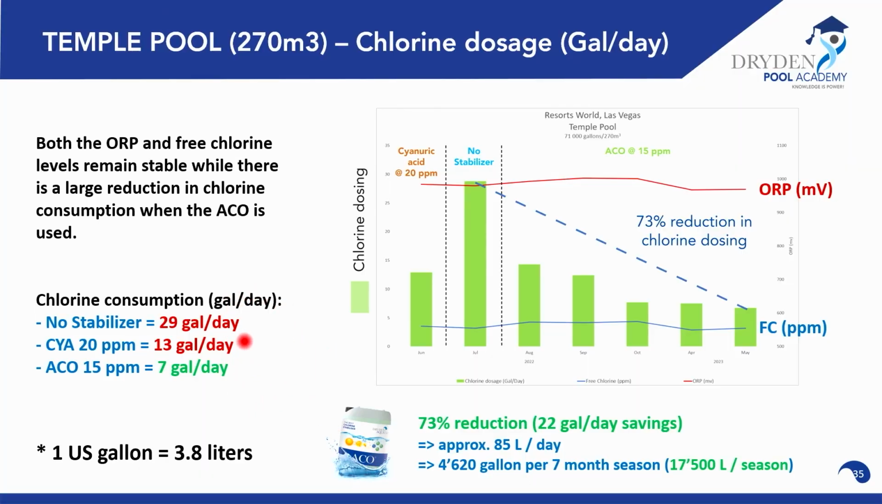So what does this mean? We had a 73% reduction in the amount of chlorine consumed. So 22 gallons per day saved, and well, that's over 17,000 litres per season. So very good savings with these two pools, close to 30,000 liters of liquid chlorine saved. And you see also the difference between ACO and cyanuric acid in this case. We have a 45% difference in consumption, so quite important as well.